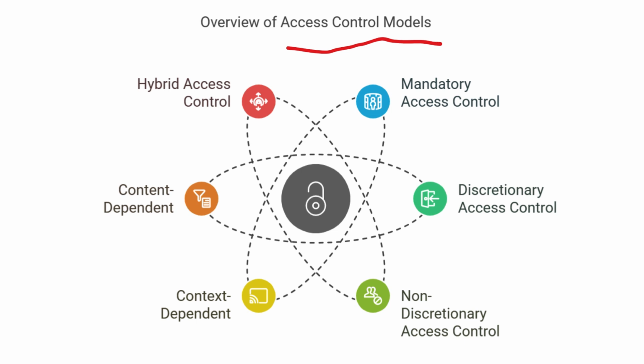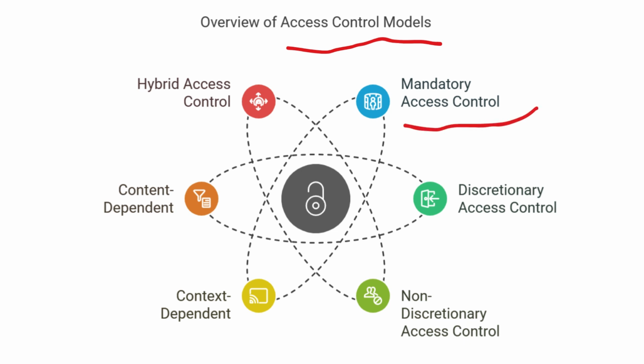We will discuss how mandatory access control, MAC, works in highly classified environments. Why discretionary access control is common but risky. How organizations use non-discretionary access control models like role-based access control, RBAC, task-based, and lattice-based models. What context-dependent and content-dependent access control means in real-world scenarios. How businesses adopt hybrid access control models to create flexible and secure access structures. Let's go step by step and break everything down.